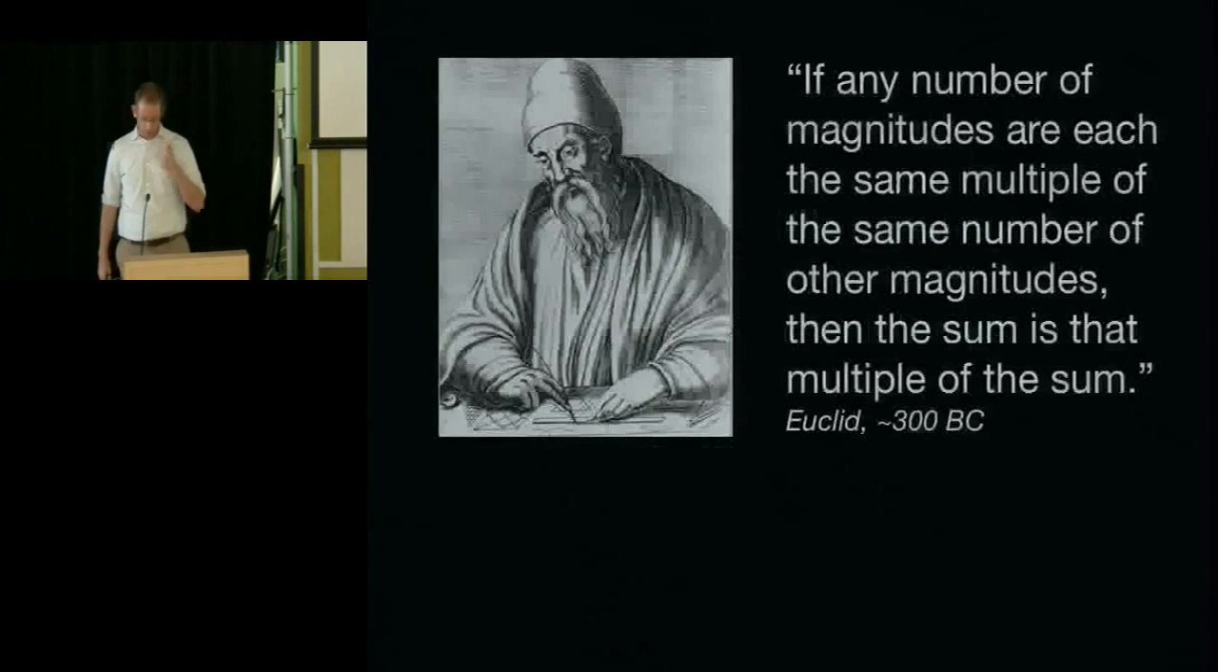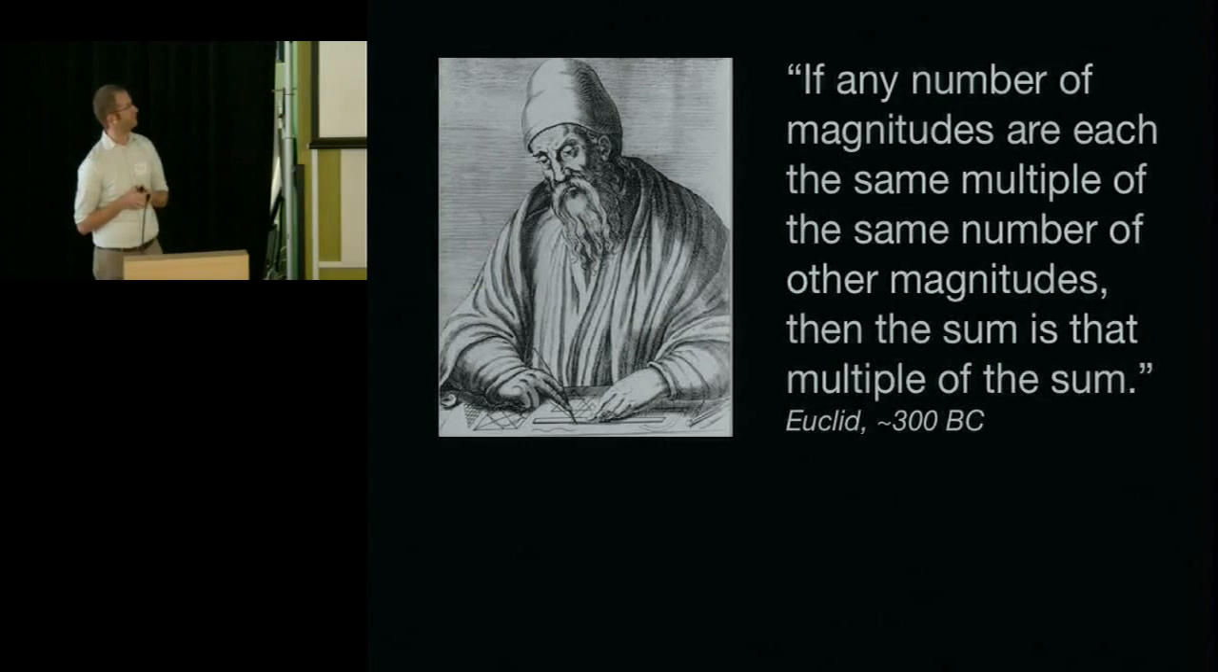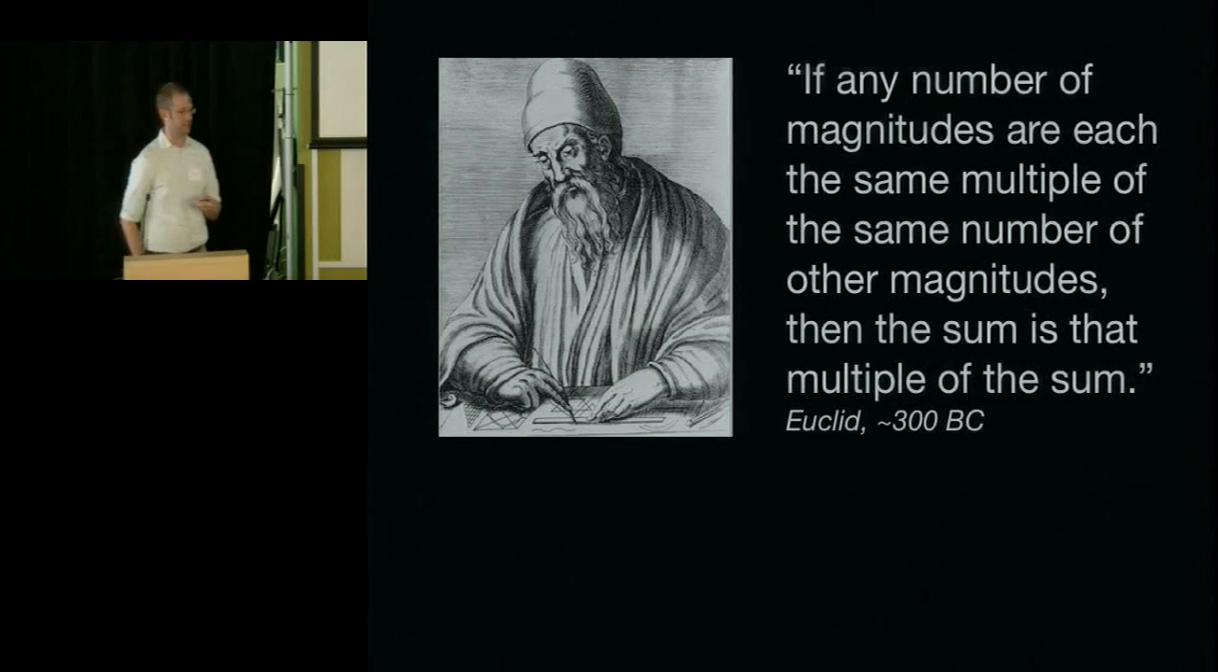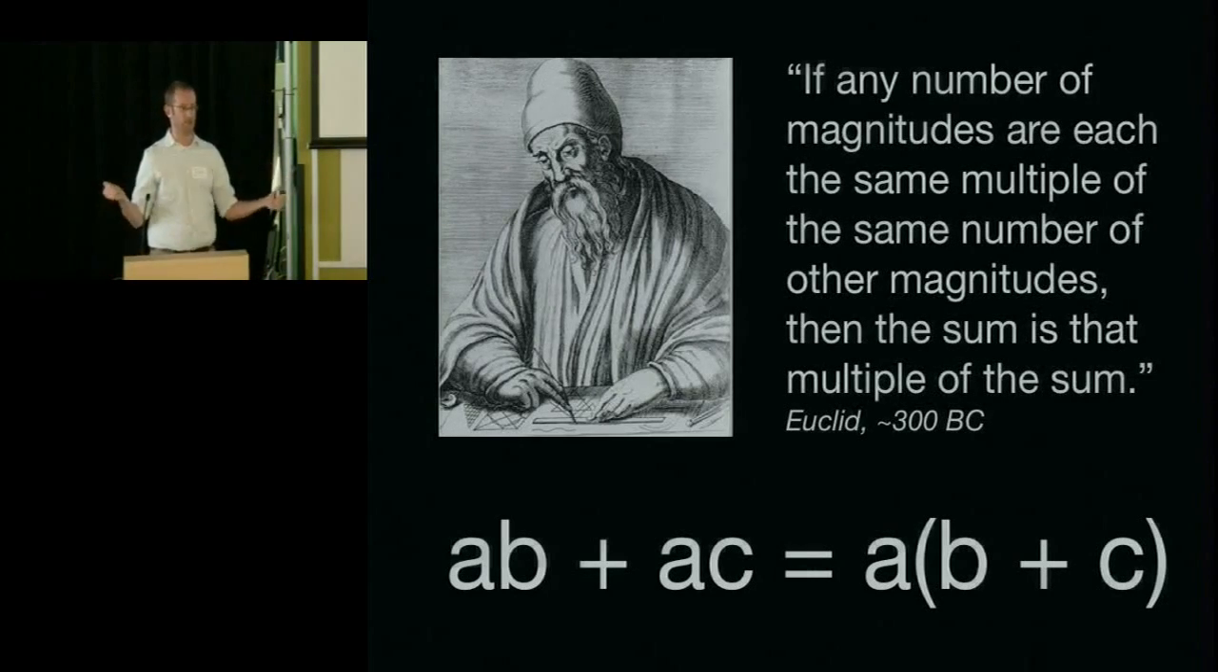To provide a little bit more motivation for why we need to do this, here's a sentence from Euclid. So if any number of magnitudes are each the same multiple of the same number of other magnitudes, then the sum is that multiple of the sum. Can anyone tell me what simple algebraic principle he's describing? Yeah? He's talking about multiplying exponents, where exponents add. You're pretty close, but slightly simpler than that. It's just the idea that multiplication distributes over addition.